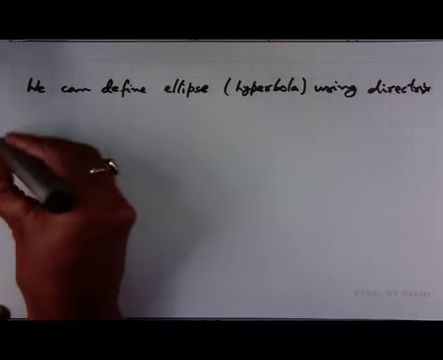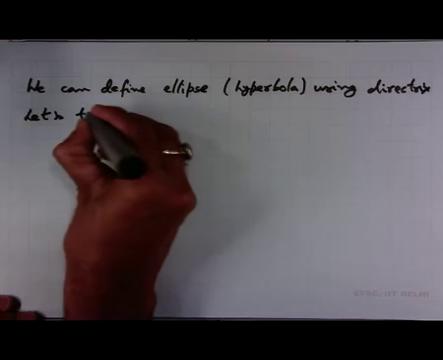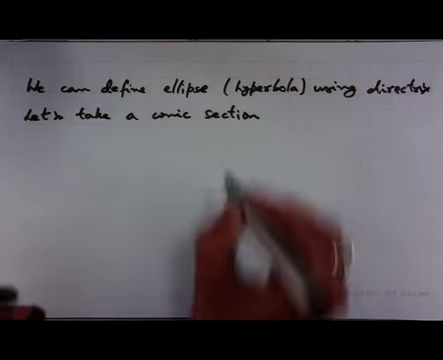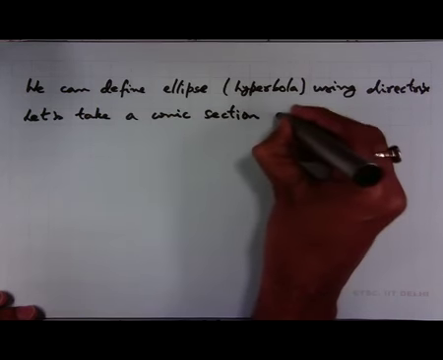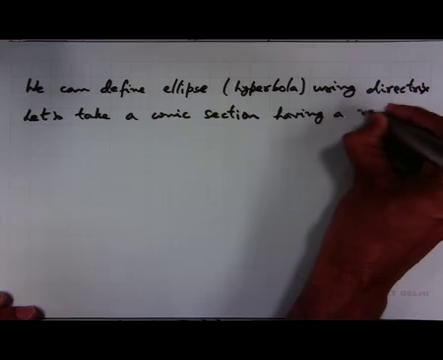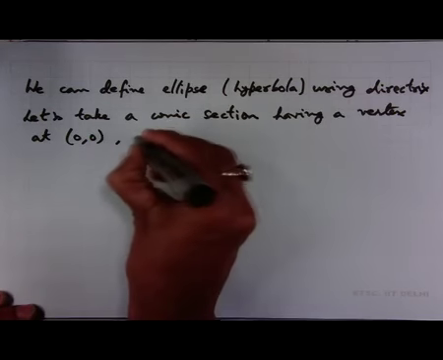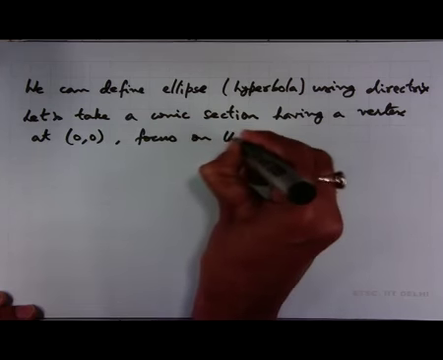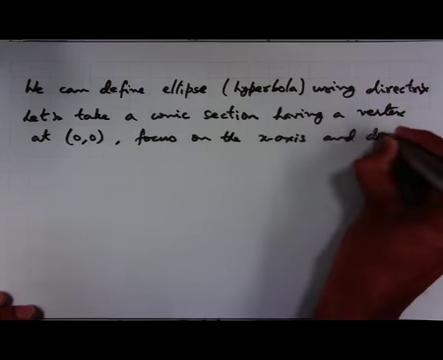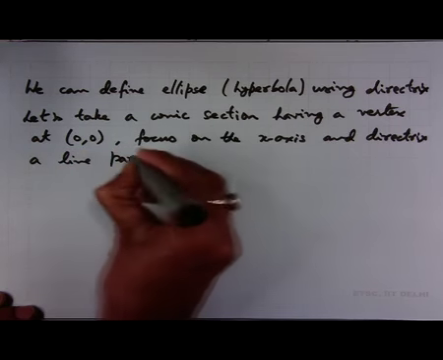So, let us take a conic section. You will see that we will get parabola, ellipse, hyperbola using this conic section. Having a vertex at the origin, focus on the x axis and directrix a line parallel to the y axis.